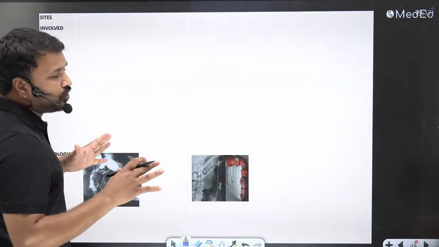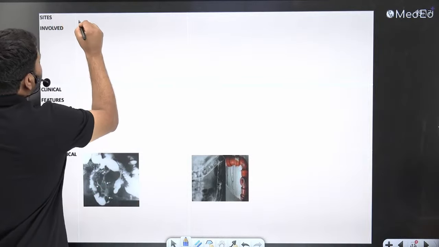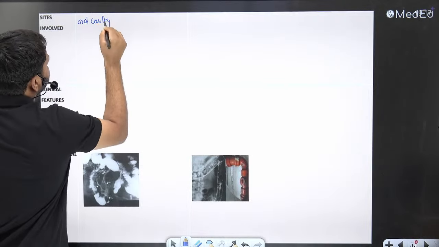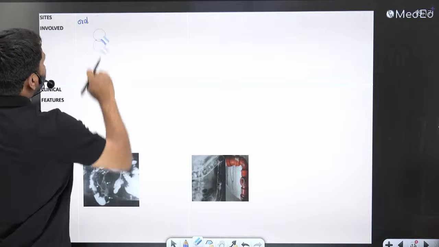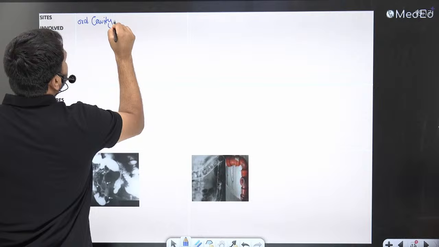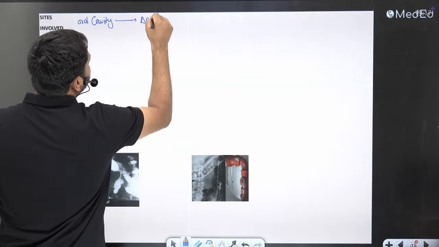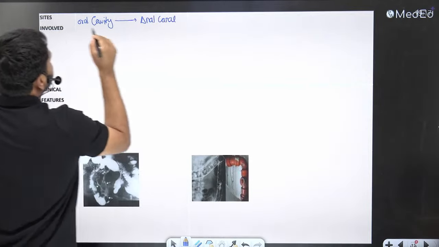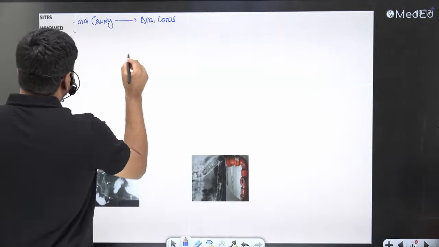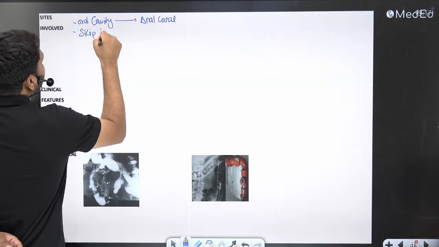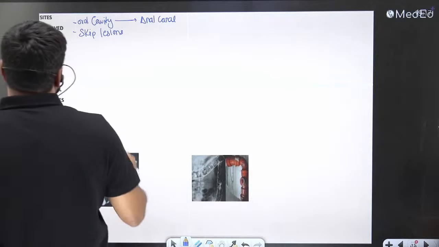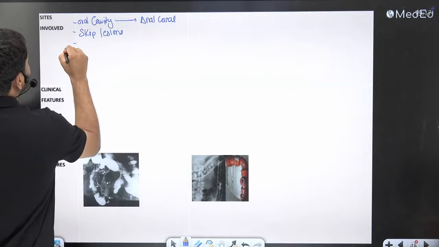Now, what are the sites involved? The beauty of it is that Crohn's disease starts involving from the oral cavity to the anal canal. Now, one characteristic feature that you'll see is that it will not have a continuous involvement. It will have skip lesions. That means it is not going to involve in a continuous manner, but here and there, patchy, that you'll see across. The most important, or I could say this is the star point, right?